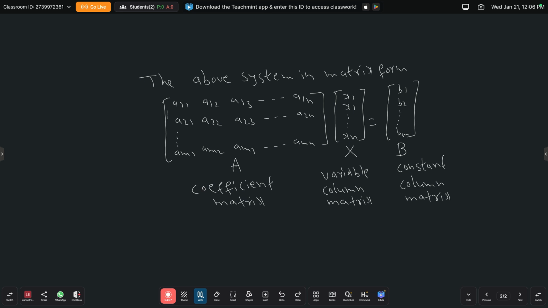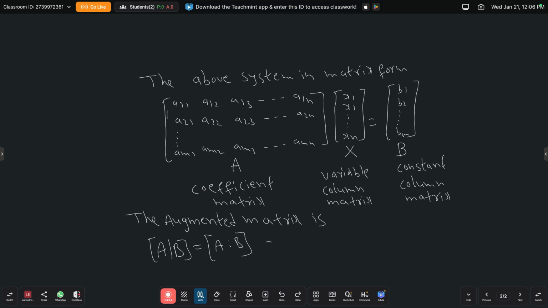So from this system, first of all we form an augmented matrix. By joining all the elements of the constant column matrix to A, we will form an augmented matrix. The augmented matrix is denoted with A over B, or the same can be written as A colon B.